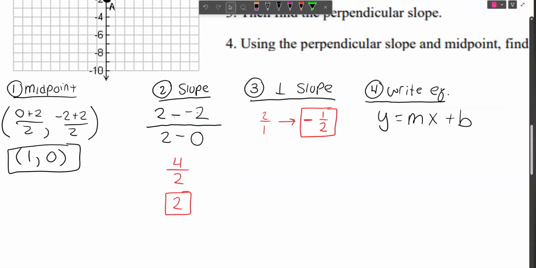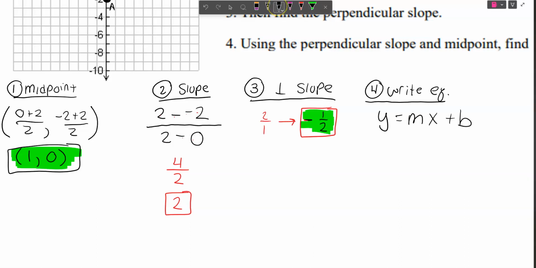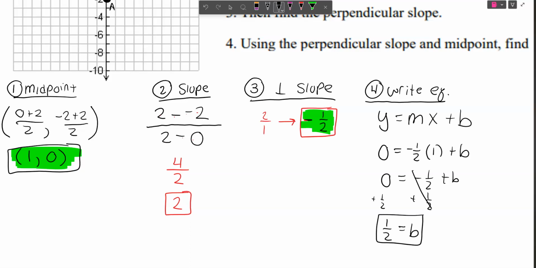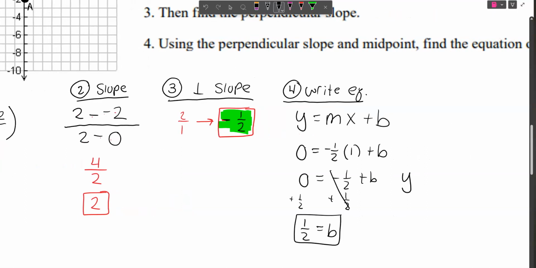And so for our final step, we're going to take the midpoint we found in step 1 and the slope we found in step 2, and we will now find the equation of the line. 0 equals -1/2 times 1 plus b. When I do that, we're going to get -1/2 plus b. We're going to add a half to both sides. And so we get 1 over 2 equals b. So the equation of the line that I will be graphing here in a second is y equals -1/2 x plus 1/2.